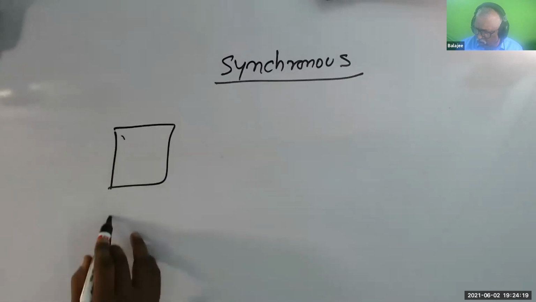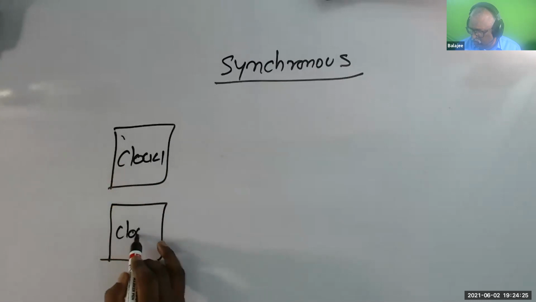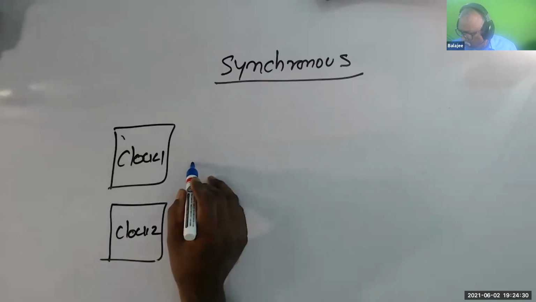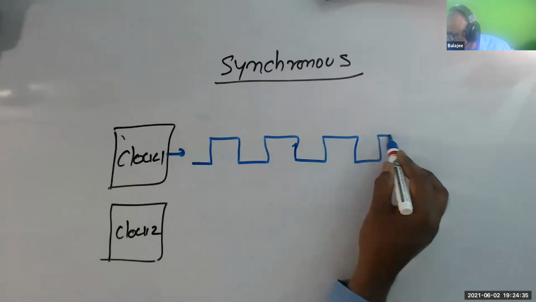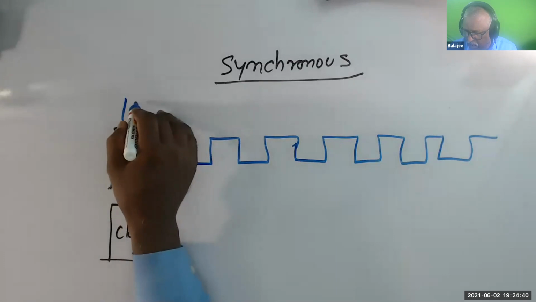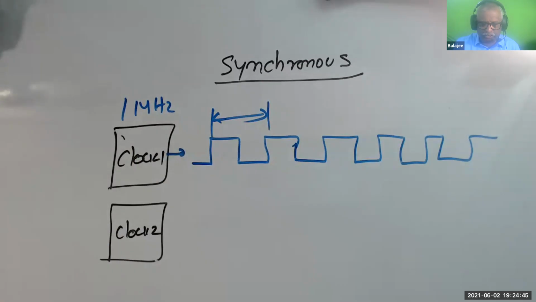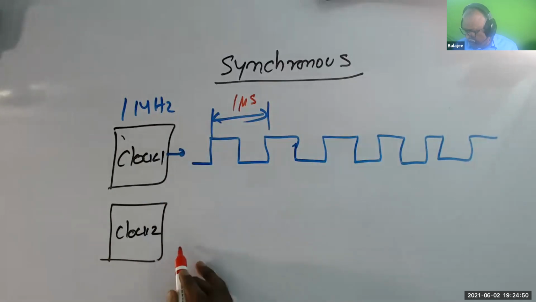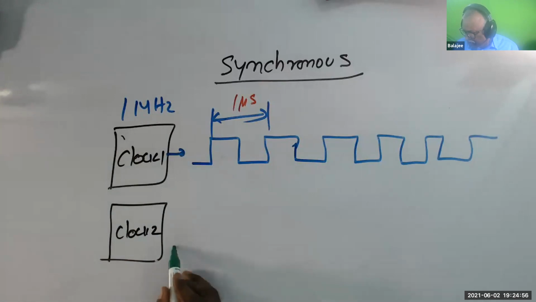There are 2 clocks, clock 1 and clock 2. Now clock 1 is going to oscillate on and off at the output. Let's say the frequency is 1 megahertz. That means the duration is 1 microsecond. Now in the same way, clock 2 will be oscillating, and this will also do exactly the same.